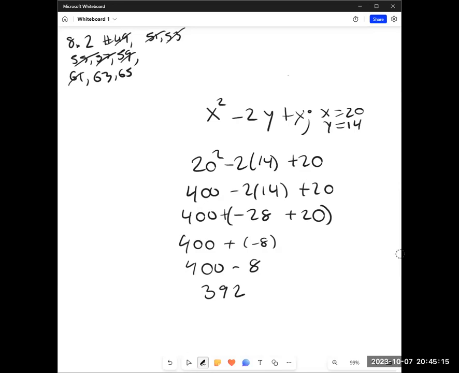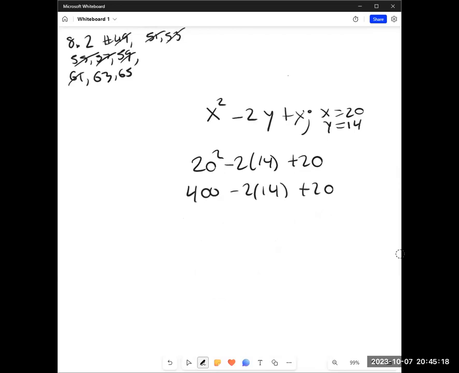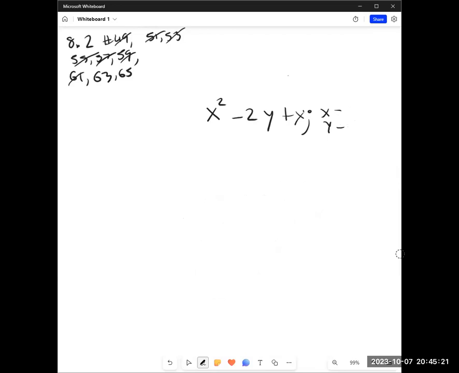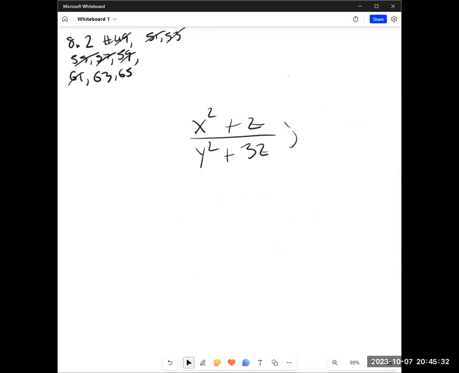Got one more problem here in this set, looks like. And it's x squared plus z over y squared plus 3z. And we've got substitution values of x equals 3, y equals 15, and z equals 19. You don't have to do this, but you'll notice I'm putting a line through my z's so that they don't look like my 2's, because my 2's and my z's look very similar. So that's the only reason that I'm doing that.